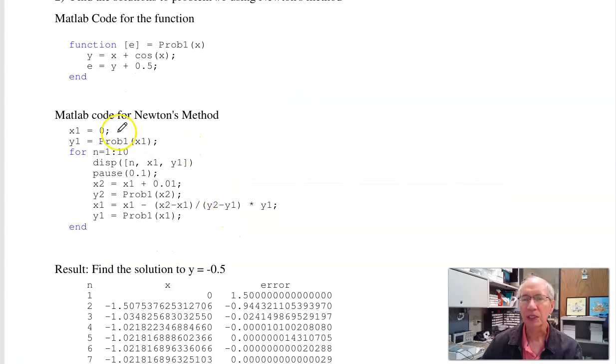So that's what this code does. I'll take a guess. My first guess is 0. I'll find out how much the error is at that point. I will then perturb x by 0.01, find the error again, and now interpolate. Find where the 0 crossing is, and here is what that is.